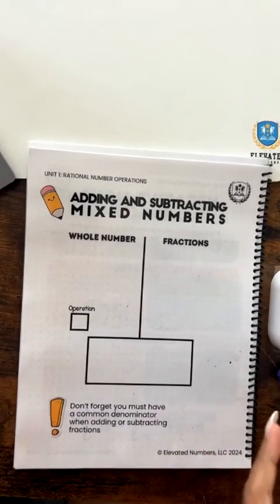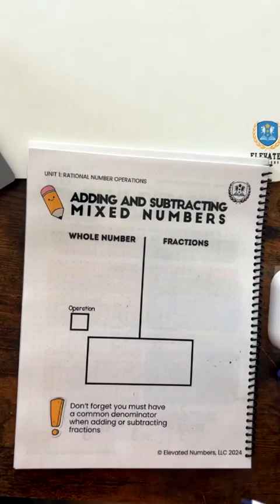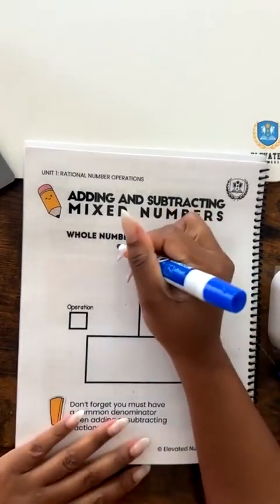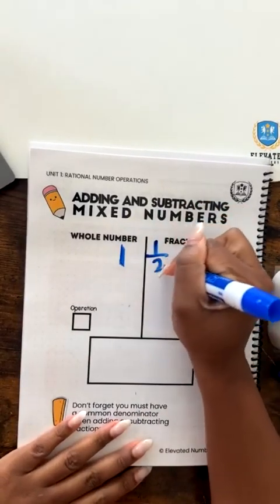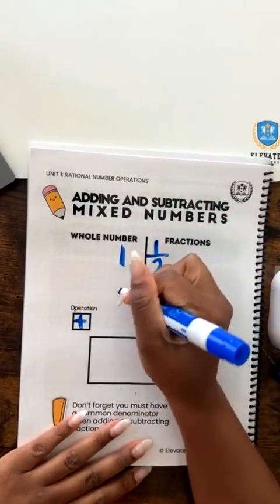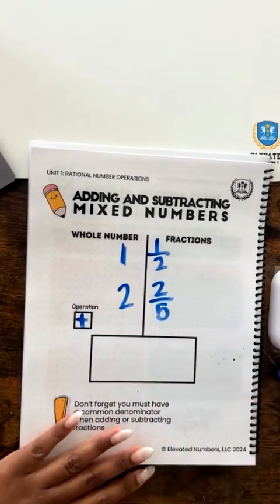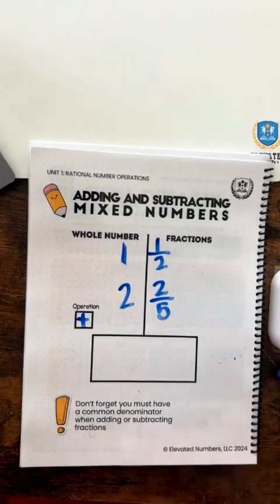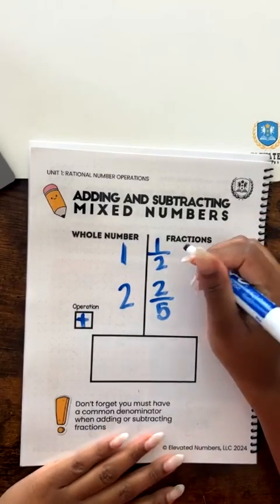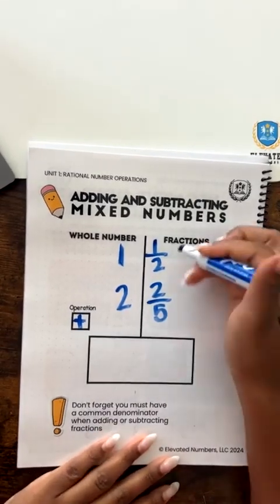This example is 1 1/2 plus 2 2/5. So this skill is introduced to students in 4th grade, and then they see it again in 7th grade as they begin to add and subtract rational numbers. So in 4th grade, you'll see this without any negative numbers, but then you'll see it again in 7th grade with negative numbers. All right, again, if I need to add fractions, I need common denominators.